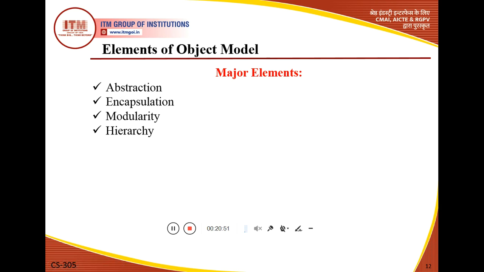The next element of the object model is encapsulation. What do you mean by encapsulation? I already defined it for you. Encapsulation means wrapping up of data and functions into a single unit, because with the help of data encapsulation we will achieve the concept of information hiding. So this is another element that will be used in the object model.